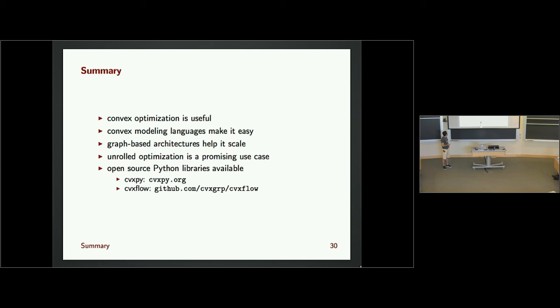So, in conclusion, I hope I've shown you that convex optimization is still an interesting topic, and that it's very simple to solve your convex problems using these modern languages. And you can solve very, very large problems using modern high-performance computing by exploiting these graph-based architectures and the computation graph frameworks that have been developed. This is useful certainly for solving these problems, but it also exposes some interesting research directions like this unrolled optimization. And all this is code that you can download and try. Unfortunately, it's in Python, not in Julia. But we have CVXPY and then this CVXFlow, which makes these solver graphs.